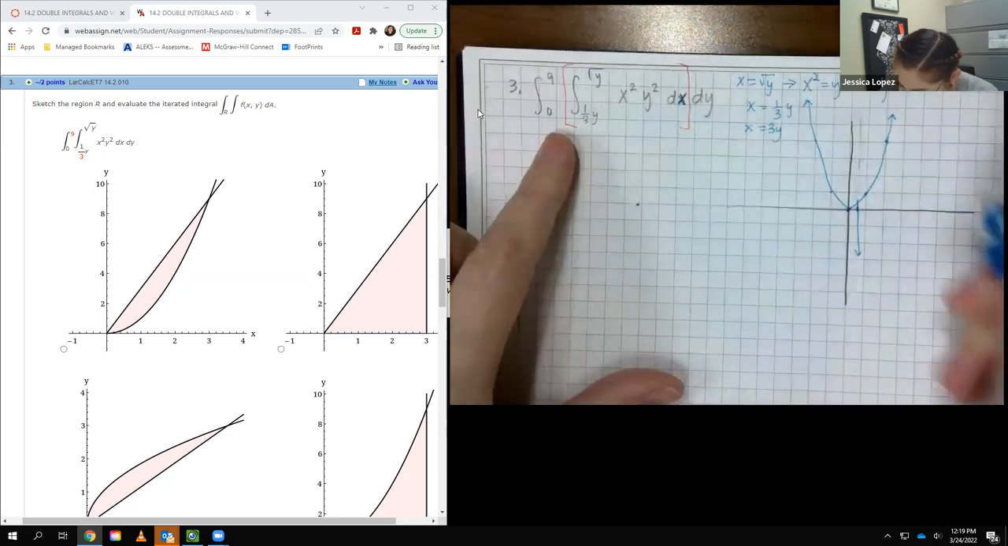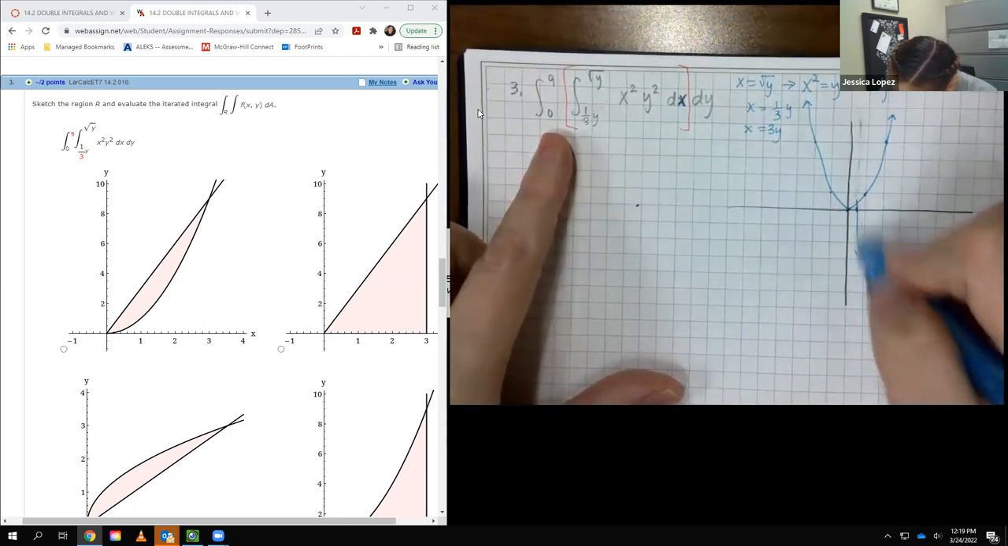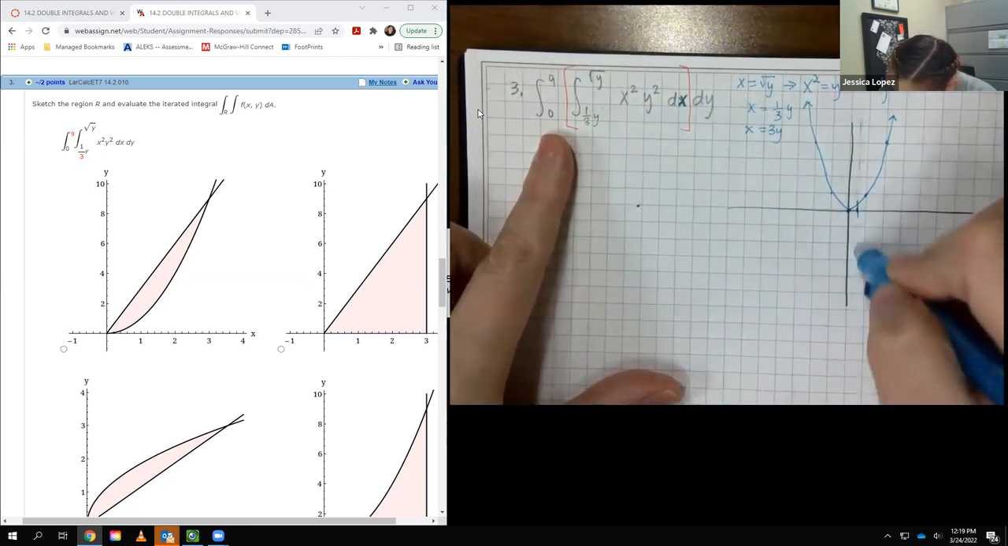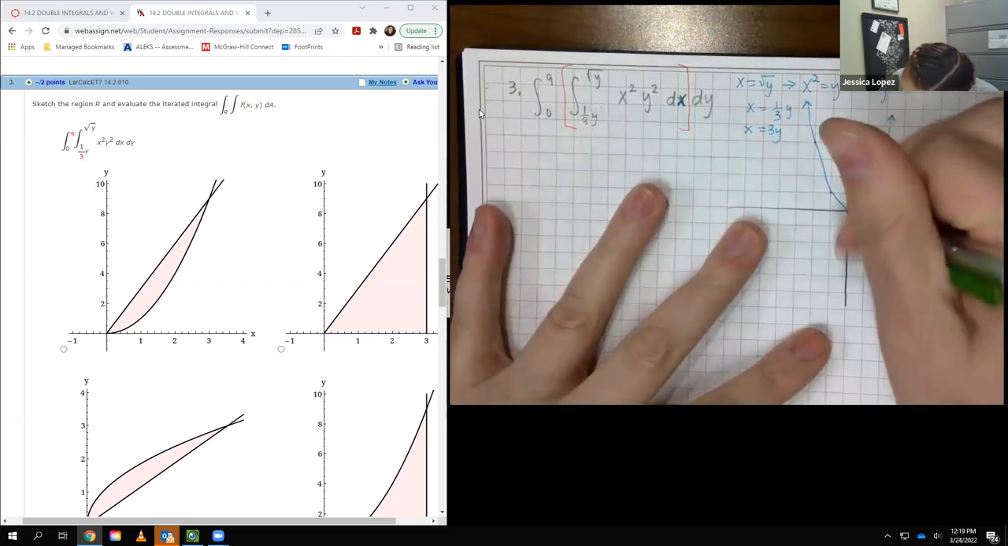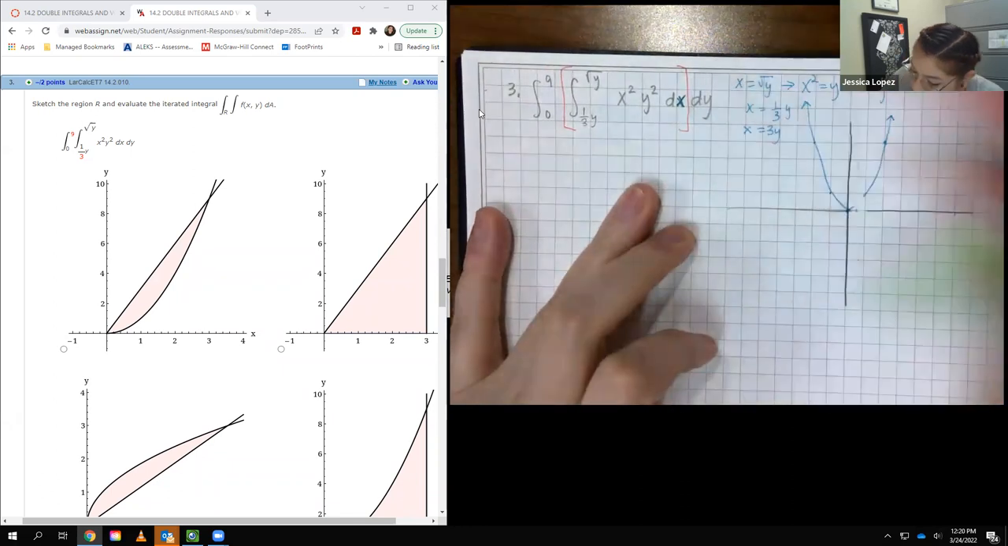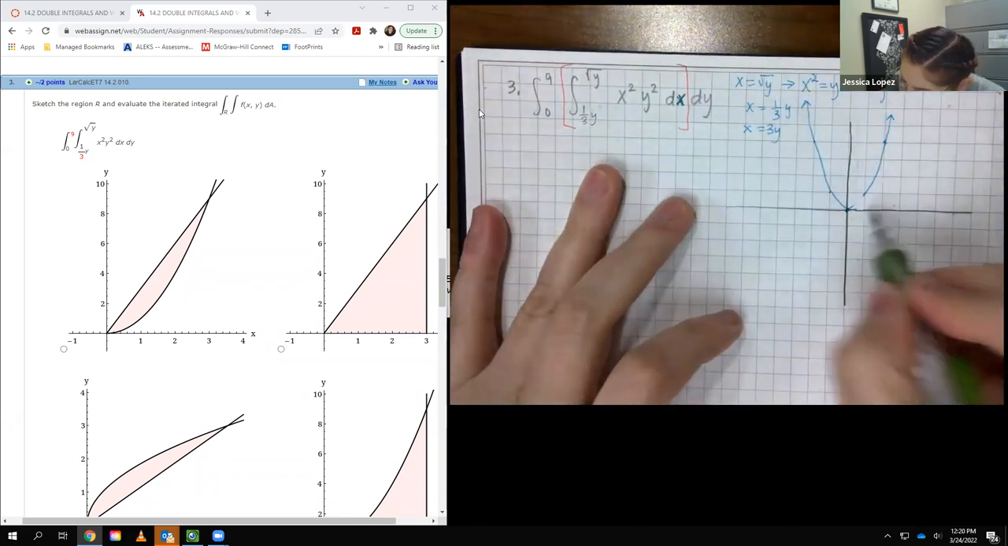I was like, how am I going to go all the way to 9 if this is just this tiny little region, right? It didn't make any sense. So I was confused thinking something was not right. And I was correct. I wrote down the wrong problem.